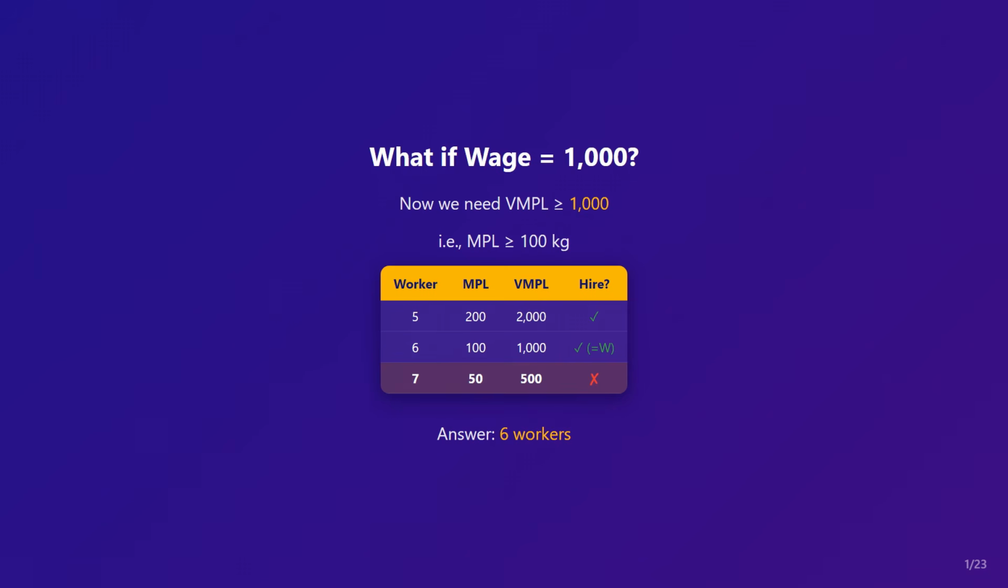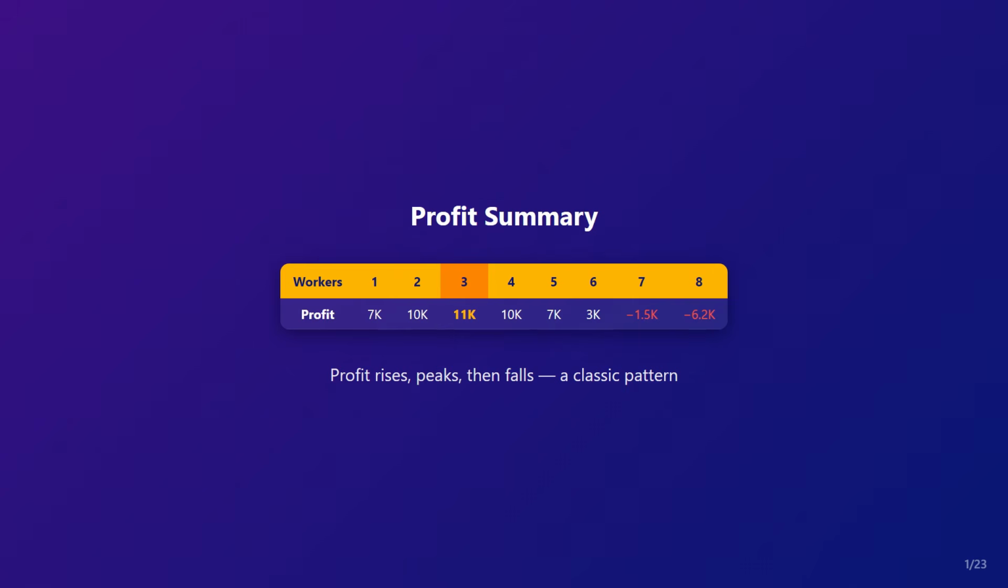In notation, VMPL greater than or equal to W. As long as this condition holds, it's worth hiring another worker, because the additional worker brings in at least as much as he costs. Once the marginal value product falls below the wage, i.e., VMPL < W, it's no longer profitable to hire that worker. Let's verify this with our table.